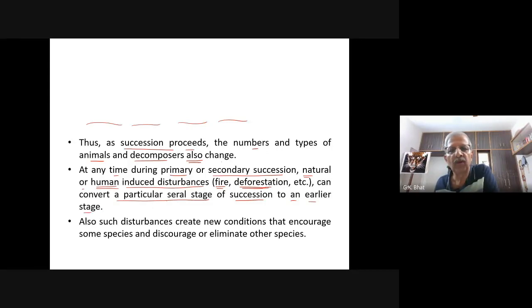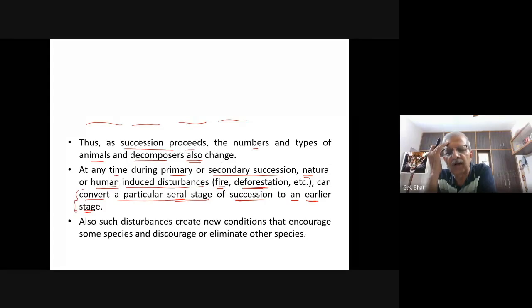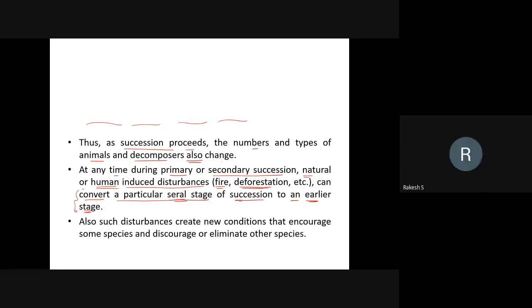What do you mean by that? These natural or human-induced disturbances can convert a particular serial stage of succession into an earlier stage. Can you tell me what is that? Now, let us think. Have you understood this? Can anyone tell me without me giving the explanation? Come on, let me try. Let me see. Due to the environmental changes, it can lead to the earlier environmental conditions, like before. Means?